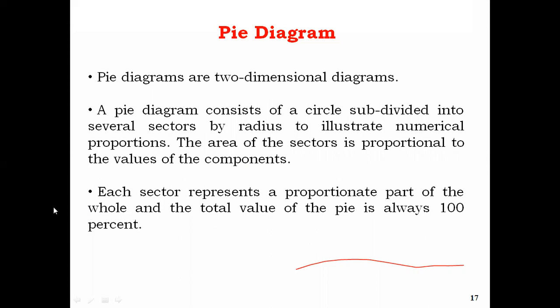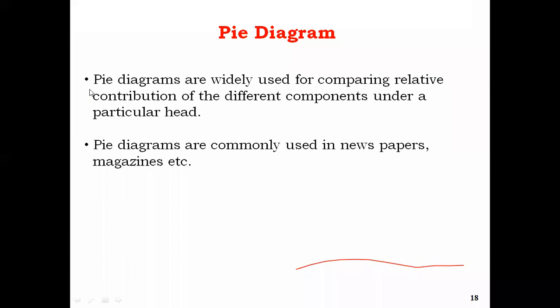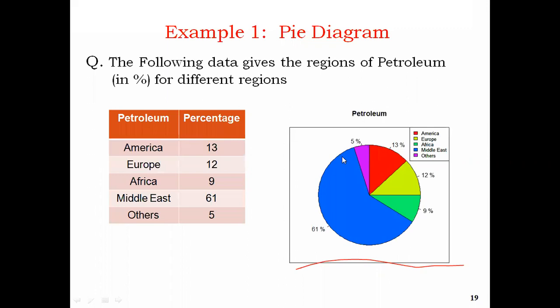Now you see, this is a pie diagram, and we can draw it in our R window. Pie diagrams are widely used for comparing the relative contribution of the different components under a particular head. And these diagrams are commonly used in newspapers, magazines like this. So now you see, this is the example I have considered for you. The following data gives the regions of petroleum in percentage for different regions.